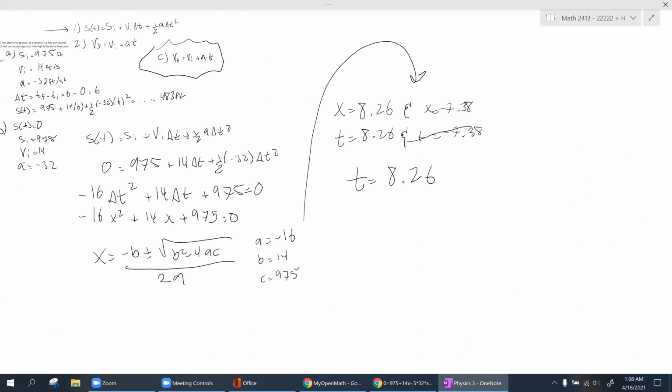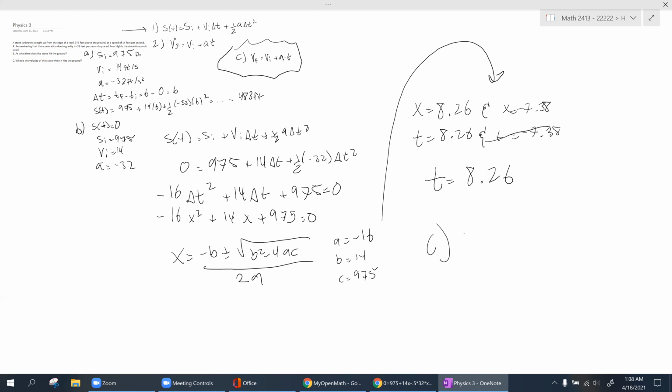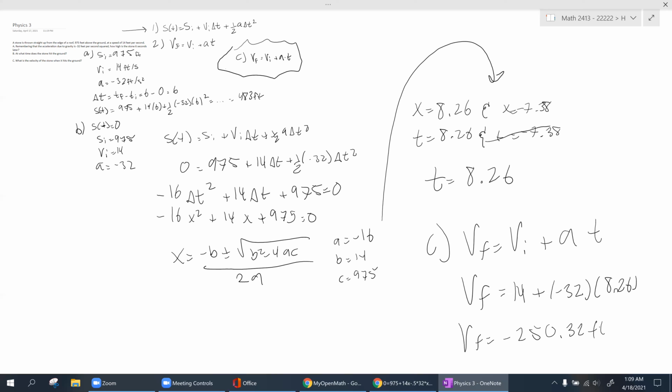So for C here, final velocity is equal to initial velocity plus a times t. My initial velocity was 14, plus a, which was negative 32, times time, which is 8.26. Plug all that in. 14 minus 32 times 8.26. This gives me approximately negative 250.32 feet per second.